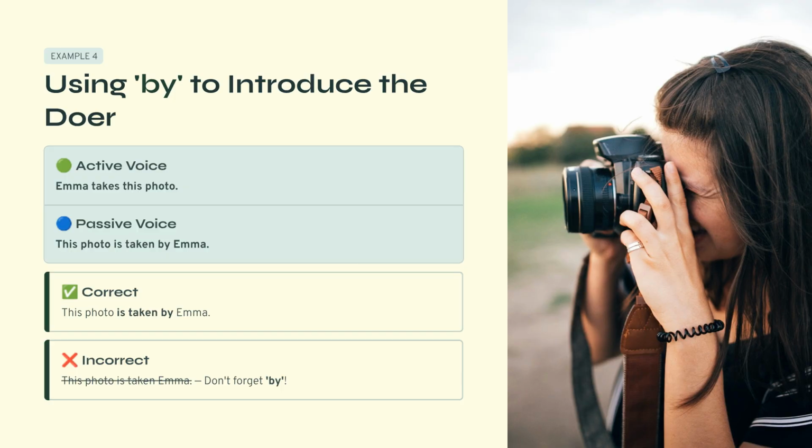Example 4 teaches us how to use by to introduce the person who did the action. In the active voice, we say, Emma takes this photo. In the passive voice, we say, this photo is taken by Emma. It is correct to say, this photo is taken by Emma. It is incorrect to say, this photo is taken, Emma. Don't forget to include the word by.